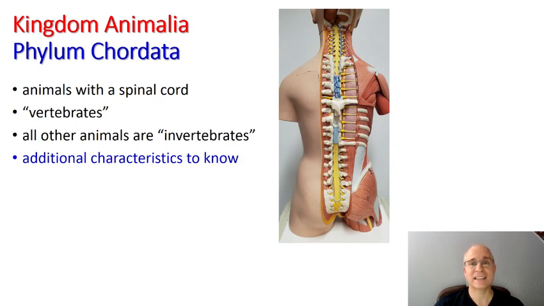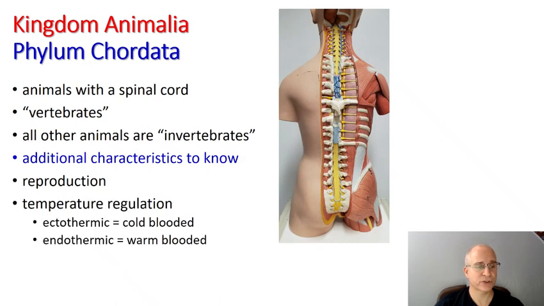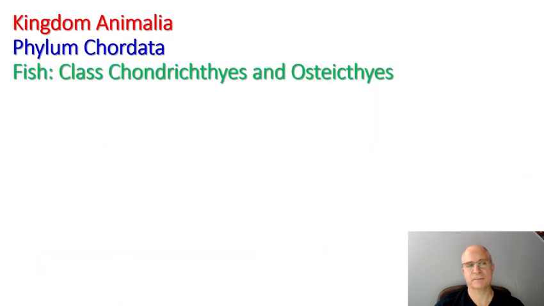So some other characteristics besides the presence of a spinal cord that we need to talk about with the chordates as we look at the different classes of the phylum Chordata. We're going to look at how they reproduce, and whether they control their temperature or not. Animals that are ectothermic are what we call cold-blooded, which essentially means that their temperature is the temperature of the environment around them. Some animals are going to be endothermic or warm-blooded, meaning they have the ability to regulate their temperature. So their temperature can be warmer than the environment around them. And for many of these, we'll also look at external coverings.